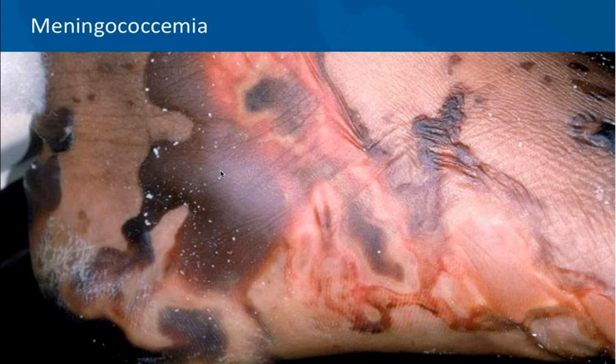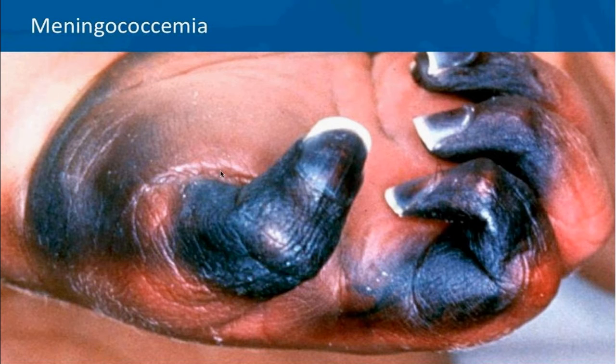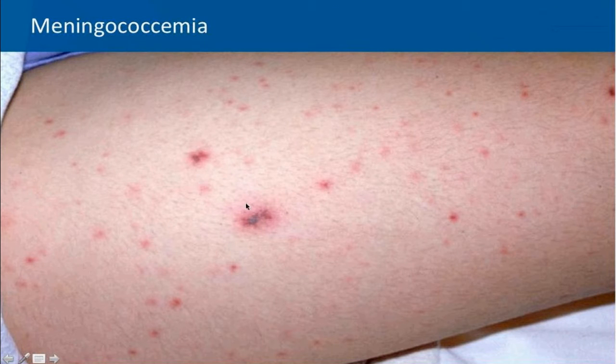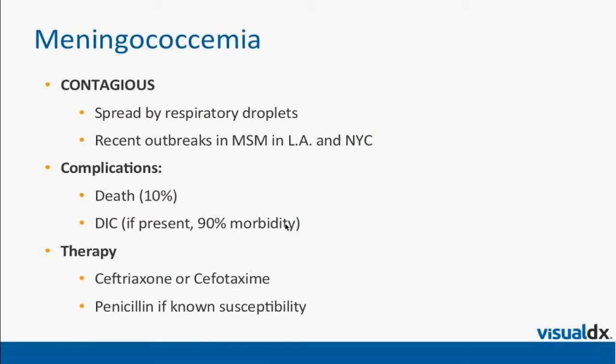So here are some more advanced cases in the context of DIC, or disseminated intravascular coagulation. Again, advanced to gangrene. So meningococcemia, very deadly disease. This is a classic presentation. Again, these purpuric macules or non-blanching purpura occasionally present with pustules centrally. And so meningococcemia, again, a very contagious disease. It spreads usually by respiratory droplets. There were recent outbreaks this past spring in men in Los Angeles and New York.